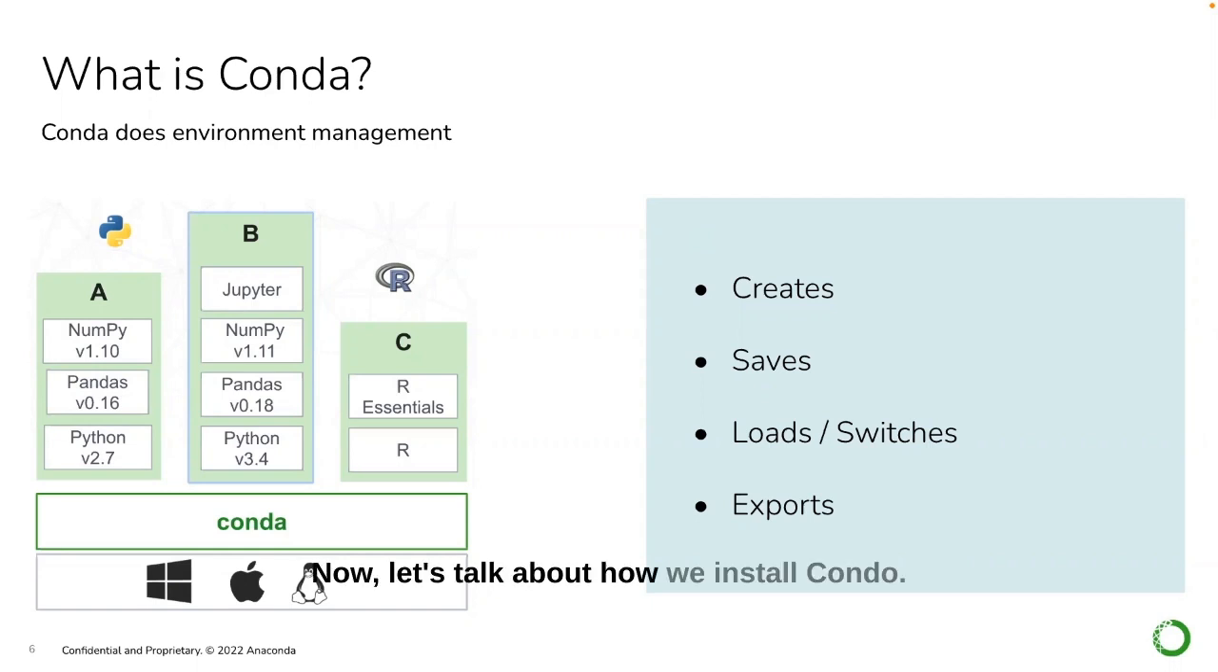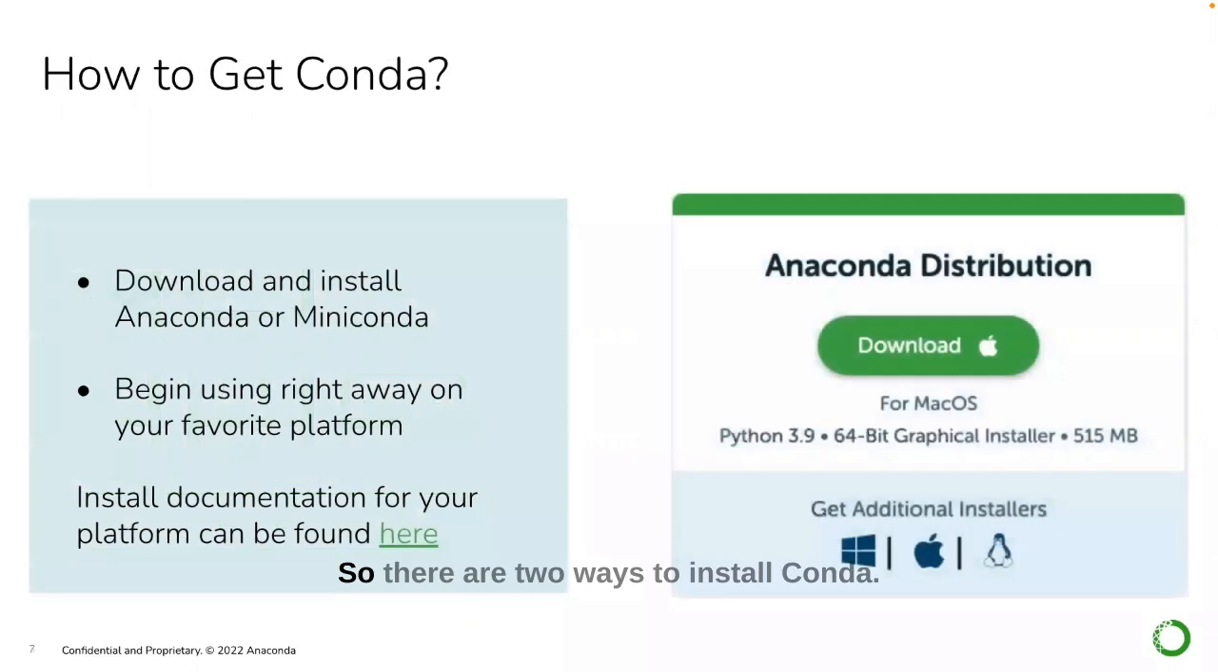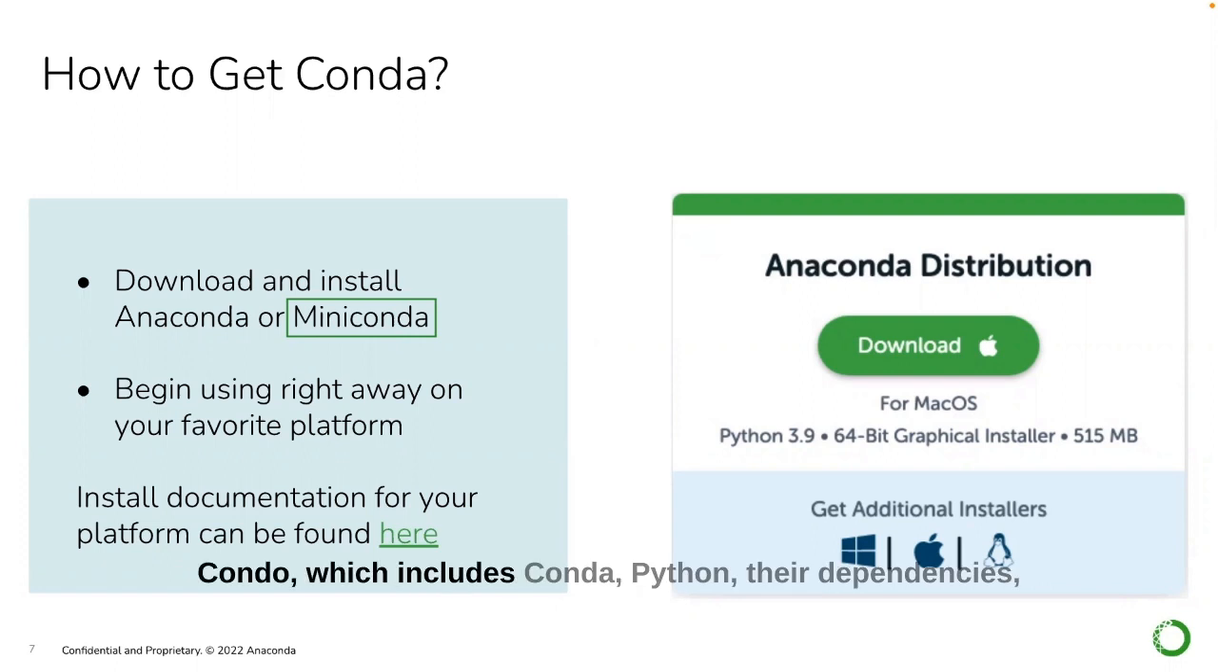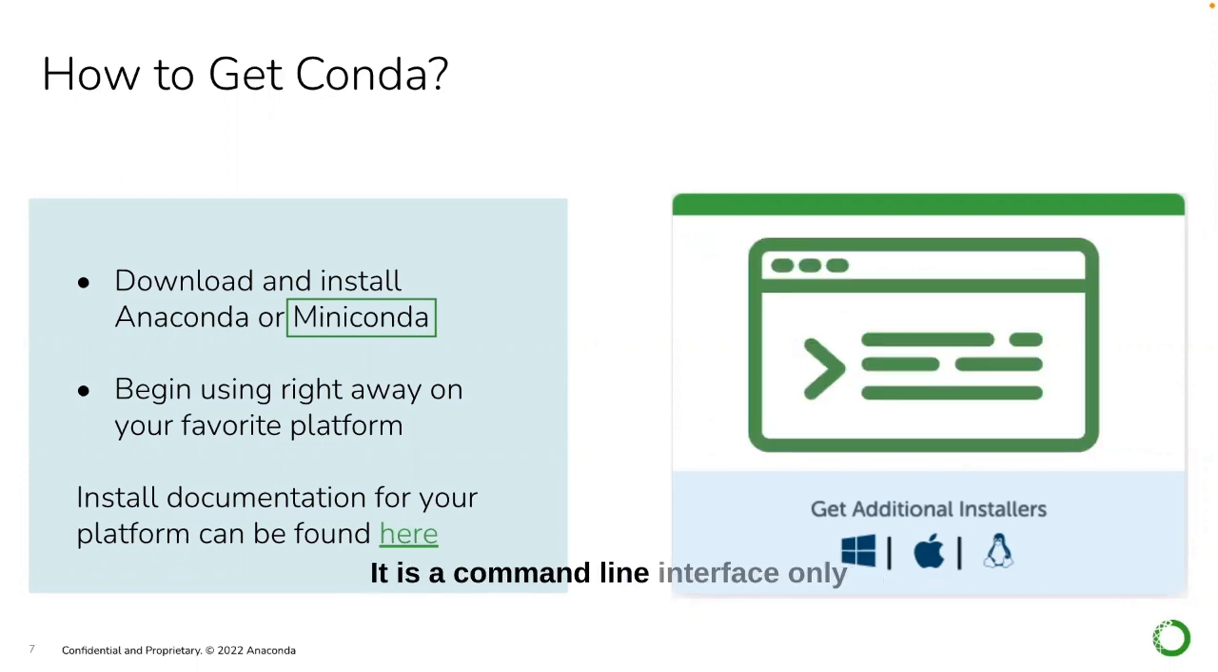Now let's talk about how we install Conda. There are two ways to install Conda. Conda is one of the most popular data science platforms to run on Mac, Windows, and Linux platforms without being an admin. You get Conda when you download the Anaconda distribution or Miniconda. Miniconda is a minimal installer for Conda, which includes Conda, Python, their dependencies, and a small number of useful packages. It is a command line interface only for all platforms.